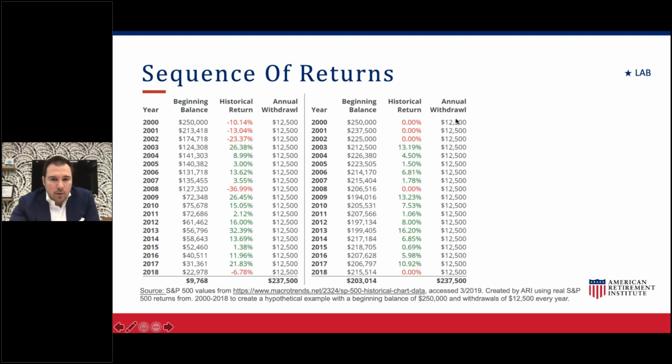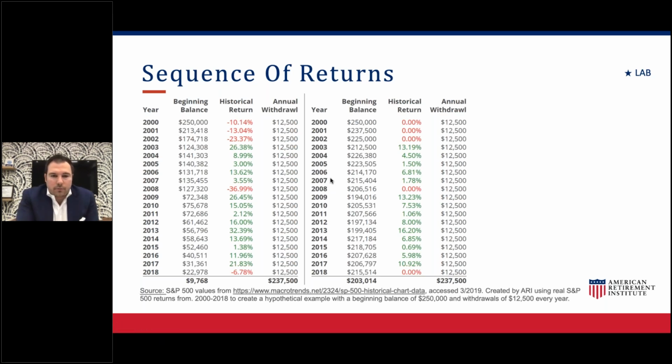And we're taking the same $12,500 out every year. Look at the ending balance in the fixed index annuity versus the S&P 500. In the S&P 500, 18 years into your retirement, you have $10,000 left in your account. In the fixed index annuity, you have $203,000 left. That's because we suffered no losses, even after getting modest returns, just 50% of the S&P 500. That should tell you something, folks.